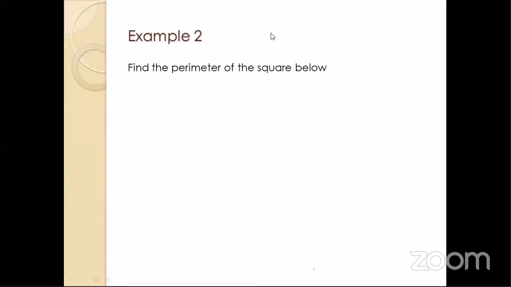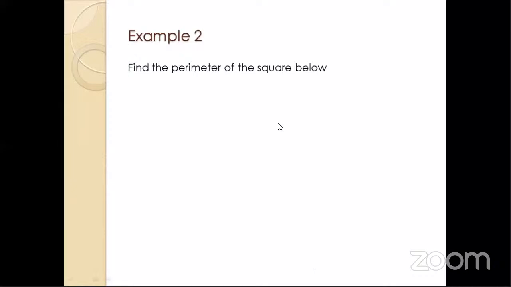Okay, let me pick someone to read for us number 2. Jacinta Divine, can you unmute and read for us number 2? Jeremiah, are you able to unmute? Yes, Jeremiah. Find the perimeter of the square below.